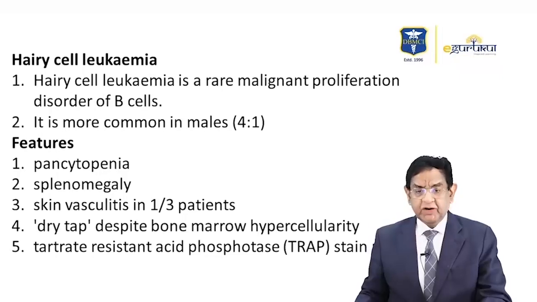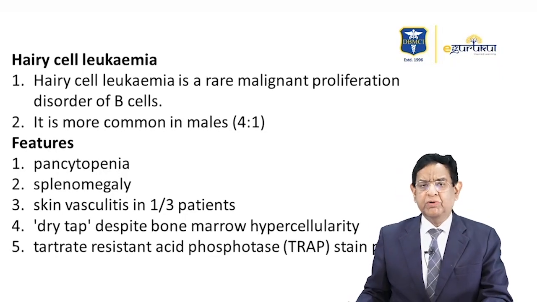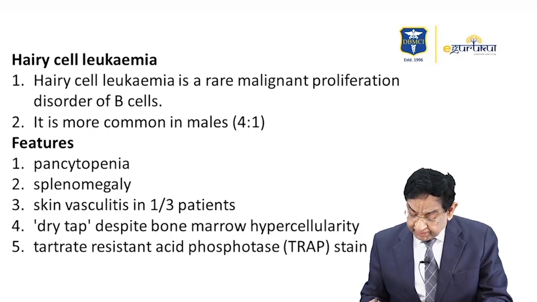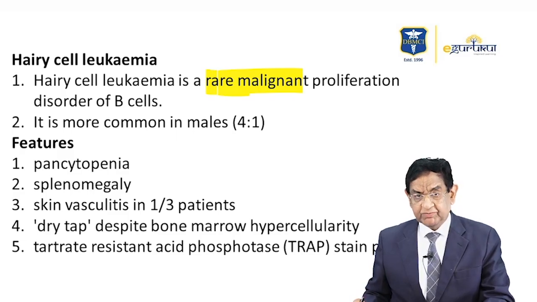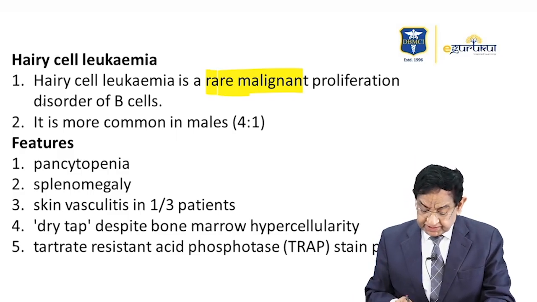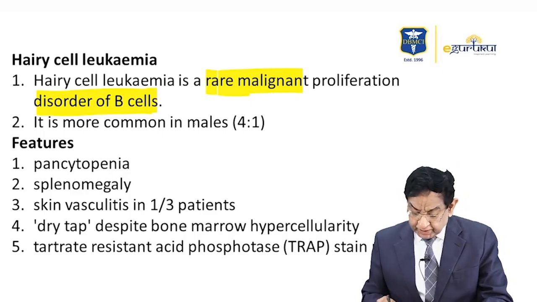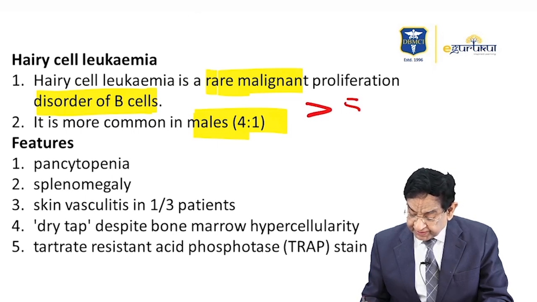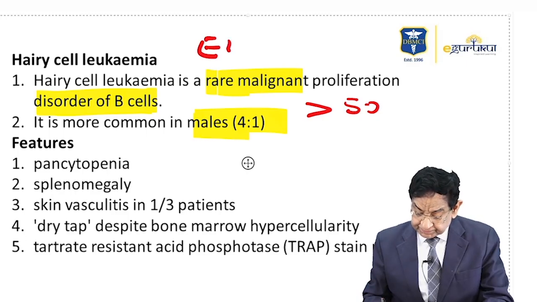So with this background of basic concept about interferon, let's talk more about hairy cell leukemia. It's not very common, it's a rare malignancy, much less common as compared to multiple myeloma. It's a disorder of the B cells, okay. Much more in males, 4:1, and the age is again above 50 years. That means it's a disease of the elderly person.